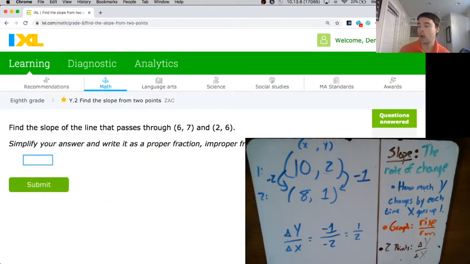Now 1/2 just says y will gain 1 as x gains 2, or there we saw y lost 1, so x lost 2.